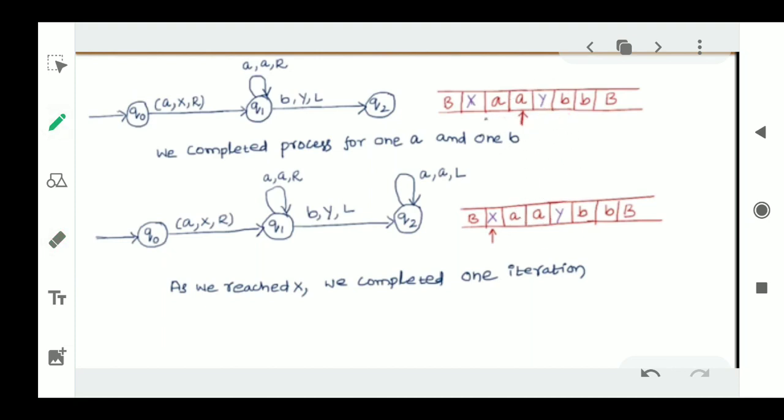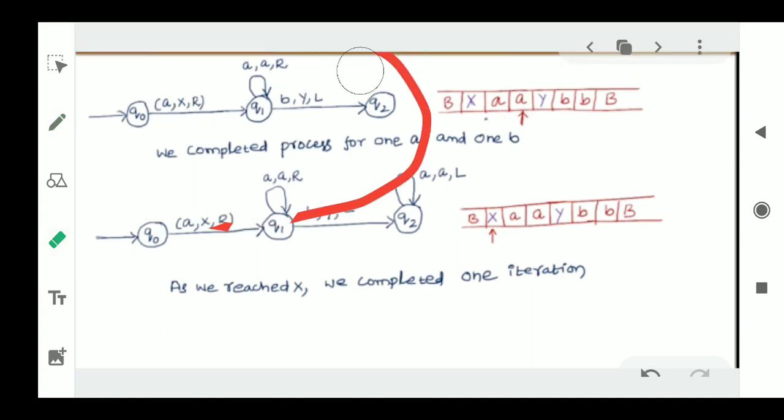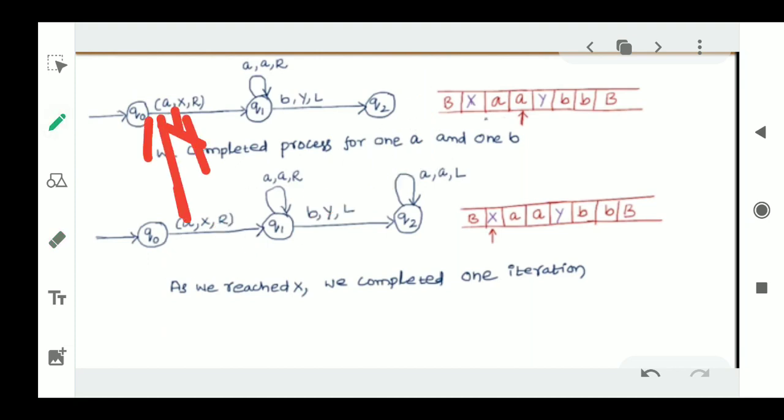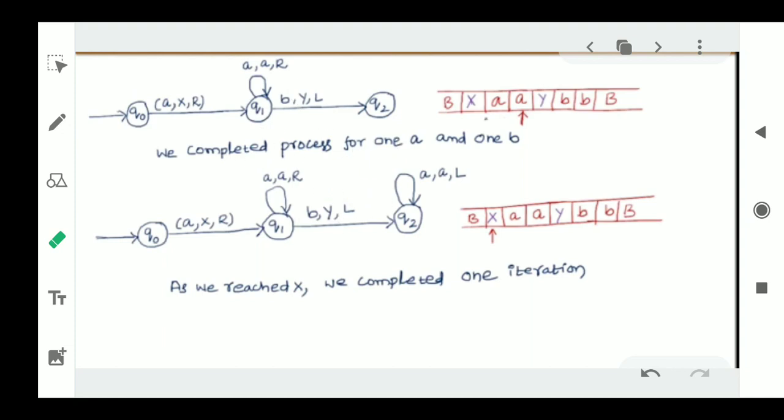See here, in the Turing machine diagram we have shown, from Q0, if I encounter small a, we replace it with capital X and move in the right direction. After that, if any number of A's are found, we will simply move in the right direction. We will not replace; we will leave that small a as it is. And if I scan input symbol B, we will simply replace that with capital Y, and we will move in a left direction. L stands for left direction here.